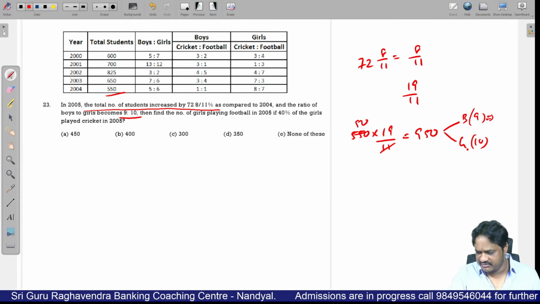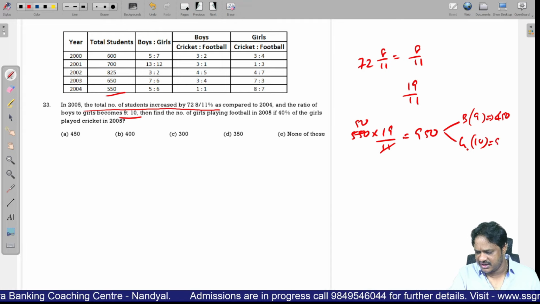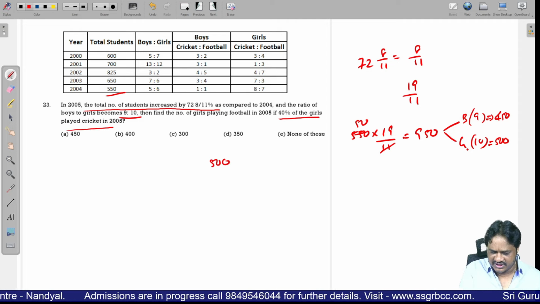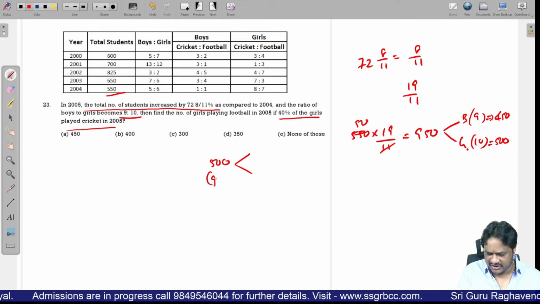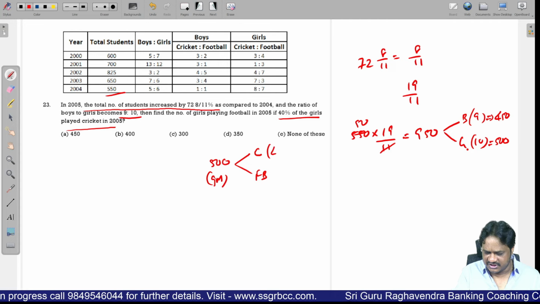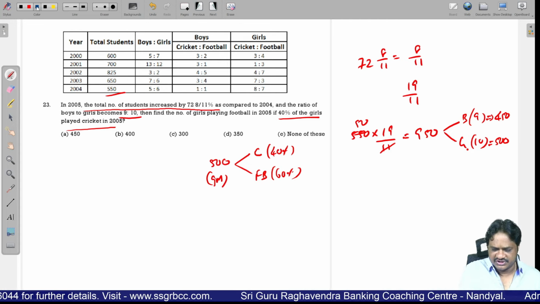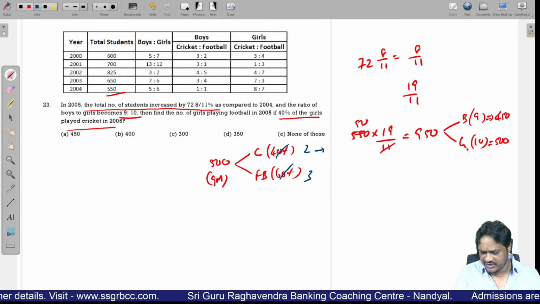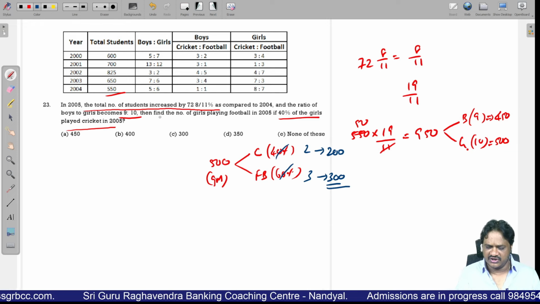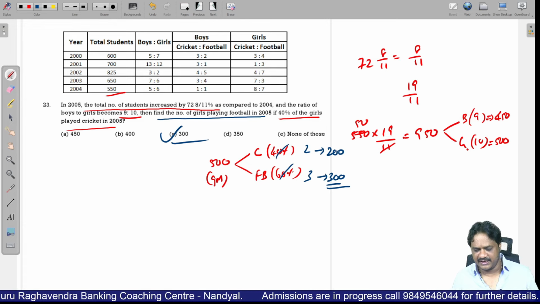So total 19 parts. So 950 by 19 is 50. So 450 boys and 500 girls. Out of 500 girls, 40% are playing cricket, which means 60% will play football. That means the ratio is 2 is to 3. So cricket playing girls are 200, football playing girls are 300. We want to find the girls who play football, so the answer is 300. Option 3.